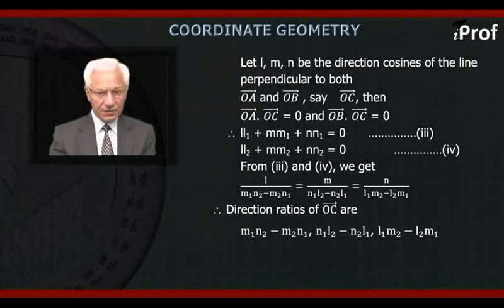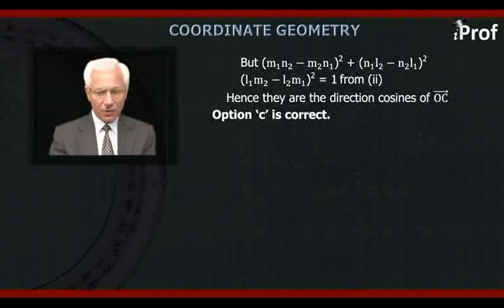Therefore, these are the direction ratios of OC, that is m1n2 − m2n1, n1l2 − n2l1, l1m2 − l2m1. But from the second relation, we know that (m1n2 − m2n1)² + (n1l2 − n2l1)² + (l1m2 − l2m1)² = 1. Therefore, they are the direction cosines of OC, because the sum of their squares is equal to 1. Hence, option C is correct.